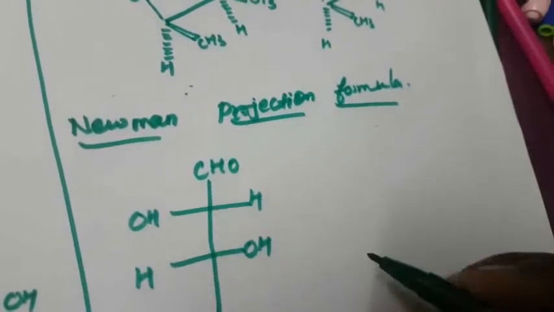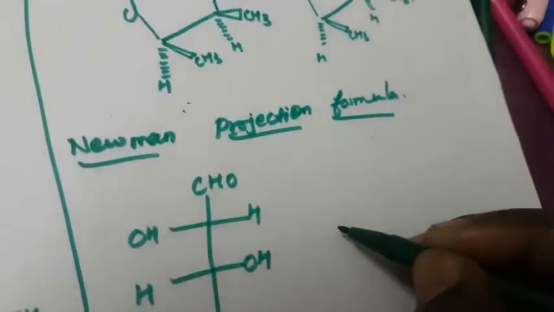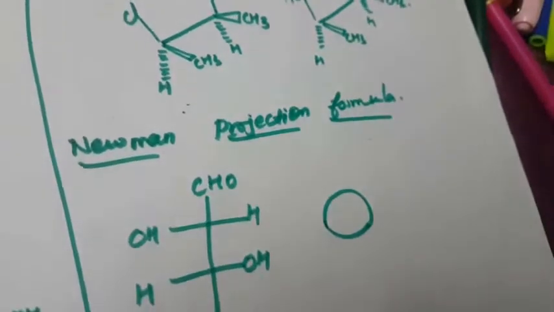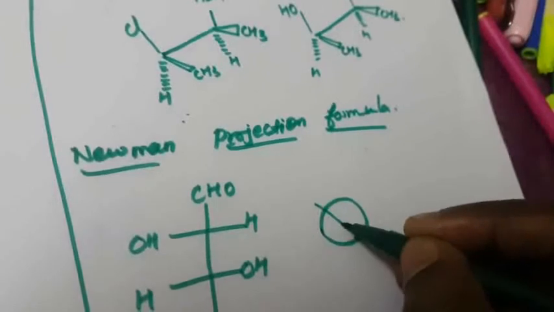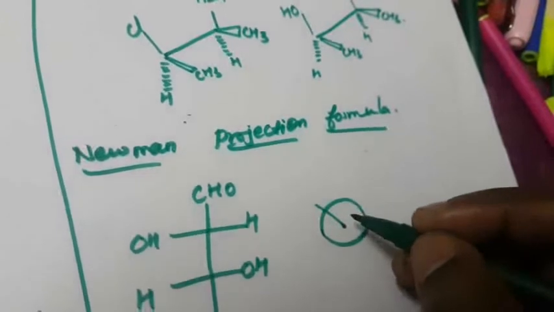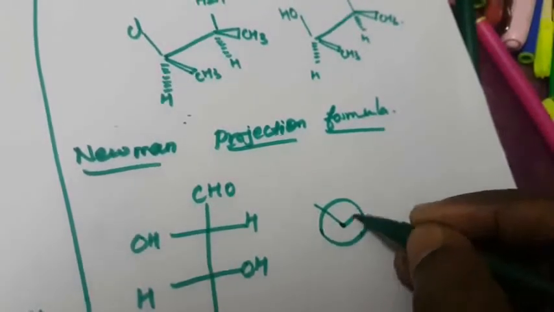CHO, OH, H, H, OH, then CH2OH. Okay, so this is the one compound. Again, it is another compound. What is the name of this compound? Two carbon atoms lie one behind the other. So again I am writing here: this is the one carbon, right? This is another carbon. The dotted line is the other carbon.